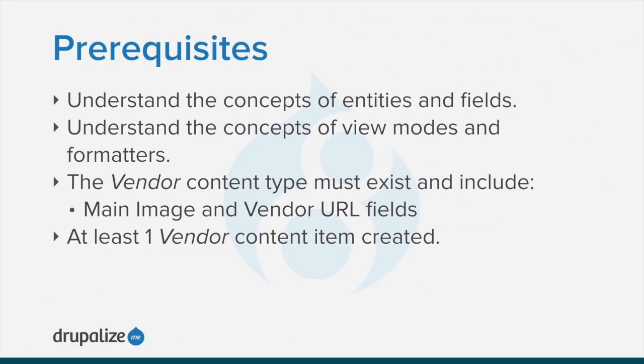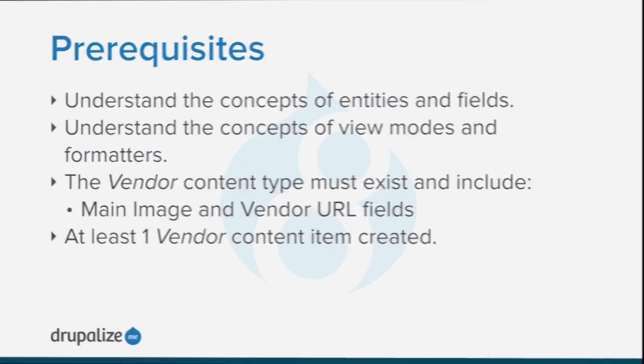To follow along, you should understand the concepts of entities, fields, view modes, and formatters. On your demo site, the vendor content type must exist and include the main image and vendor URL fields that we added in a separate tutorial. Also, at least one vendor content item should be created with all fields filled in so that we can test the display settings. See the written version of this tutorial for links to the prerequisites.